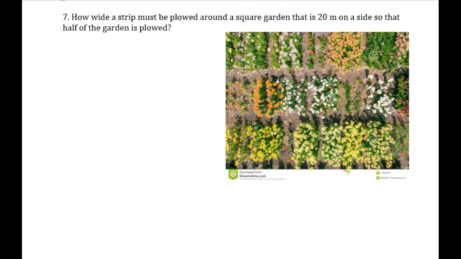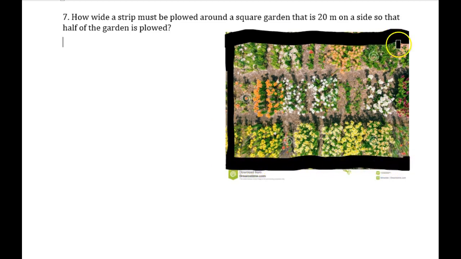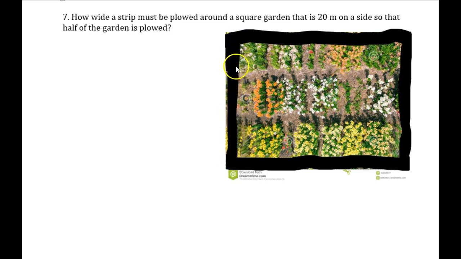So you have your garden here, and for whatever reason you decide that the garden's too big and you want to plow up half of it. So you're going to plow a strip around the garden of equal width around, and we'll plow this side. We'll try to make it the same width the whole way around. And when you're done plowing, only half the area of the garden is left.